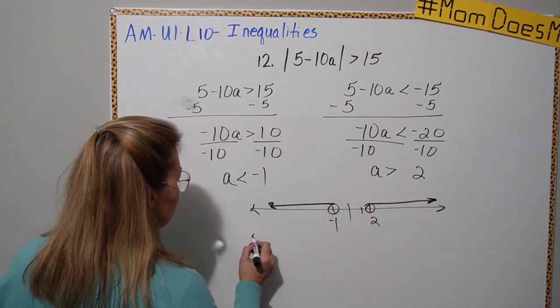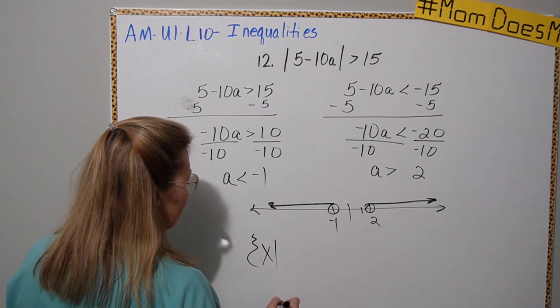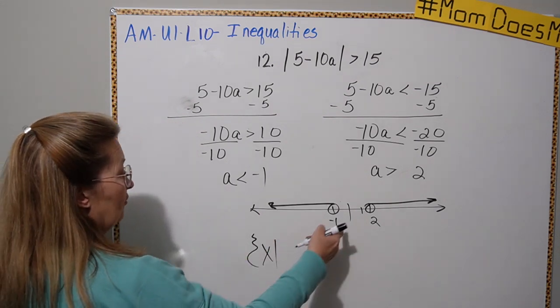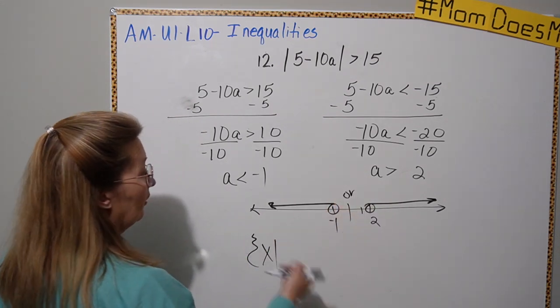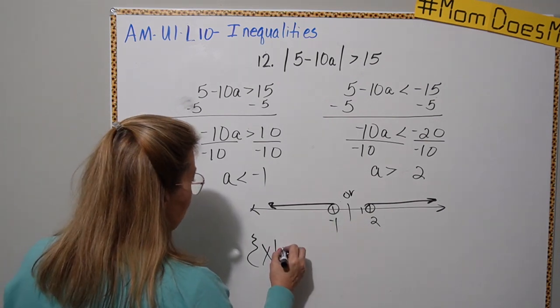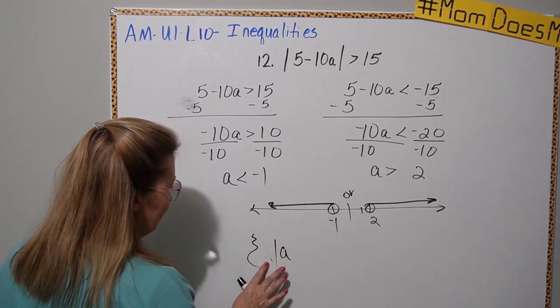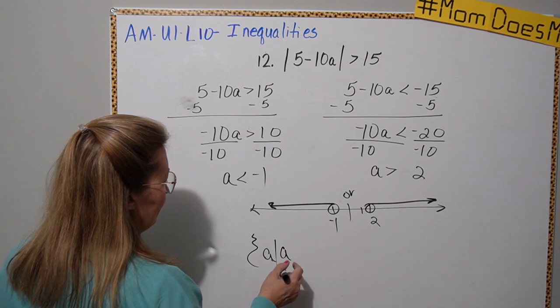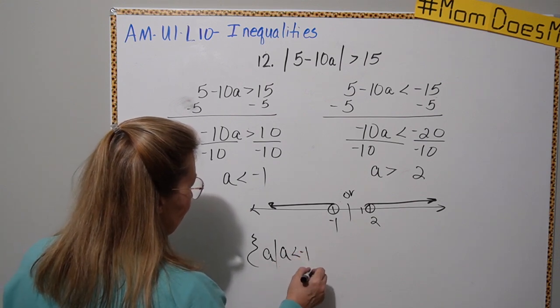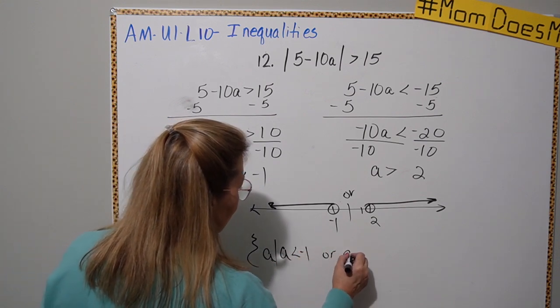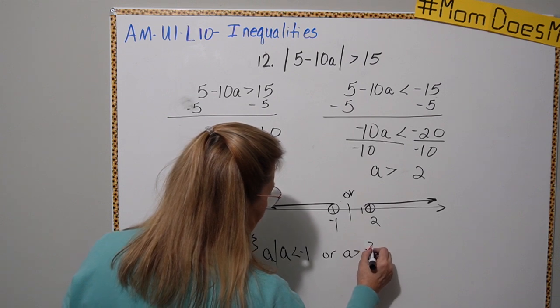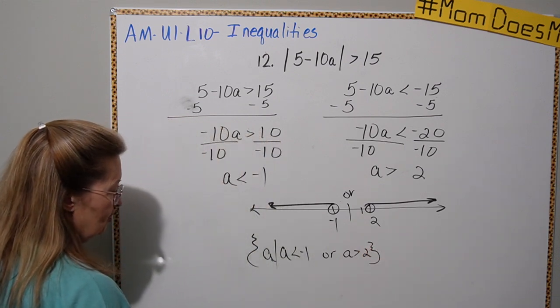Okay, first set notation, x such that. We're going to have 2 of them now because we have an or, we have 2 different graphs. So either a, and this should be a, sorry, a such that a is less than negative 1, or a is greater than 2. So there's your set notation.